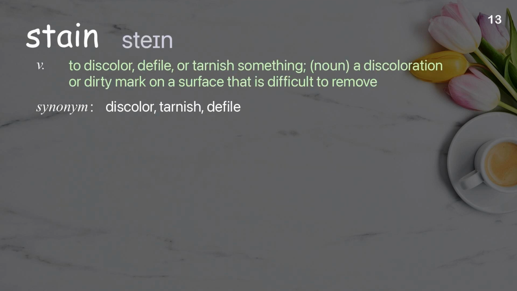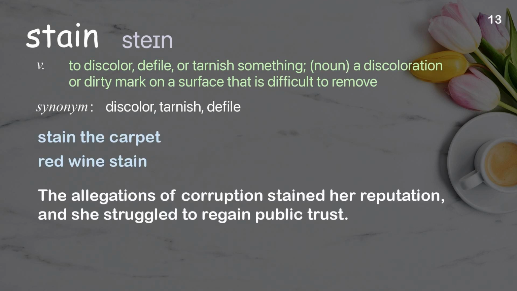Stain. To discolor, defile, or tarnish something. Noun, a discoloration or dirty mark on a surface that is difficult to remove. Examples: Stain the carpet. Red wine stain. The allegations of corruption stained her reputation, and she struggled to regain public trust.